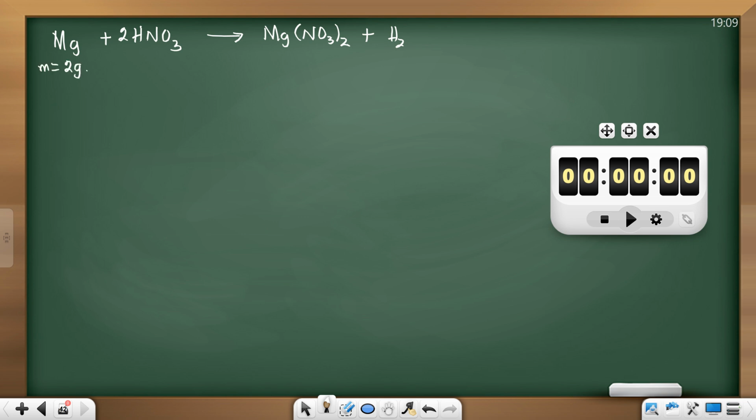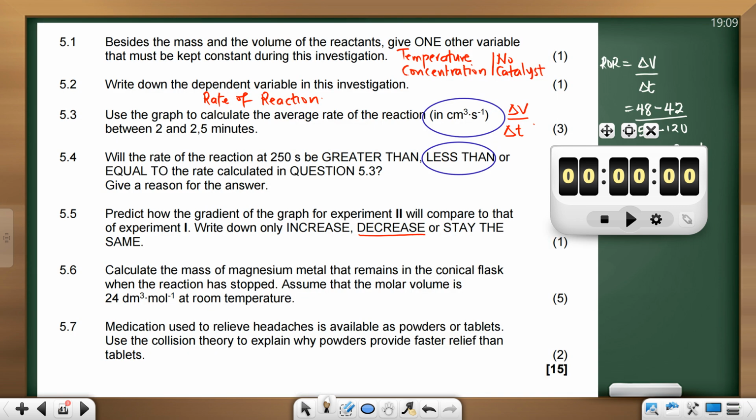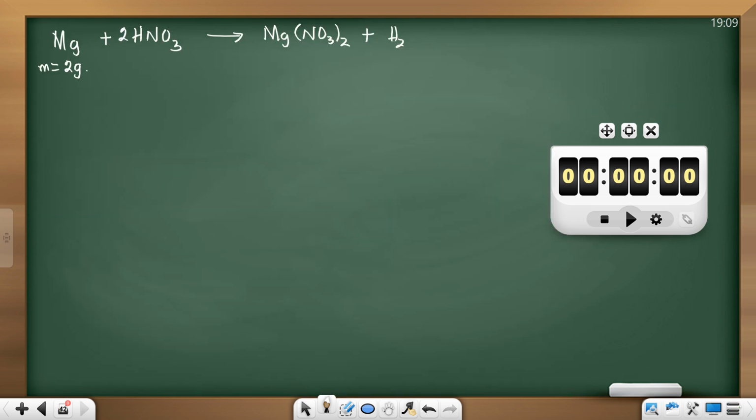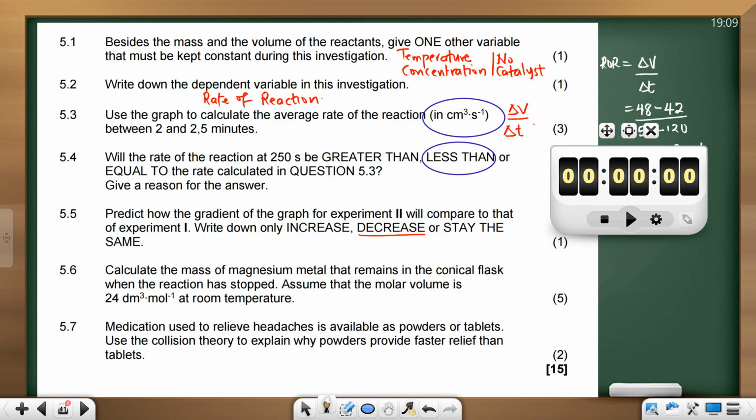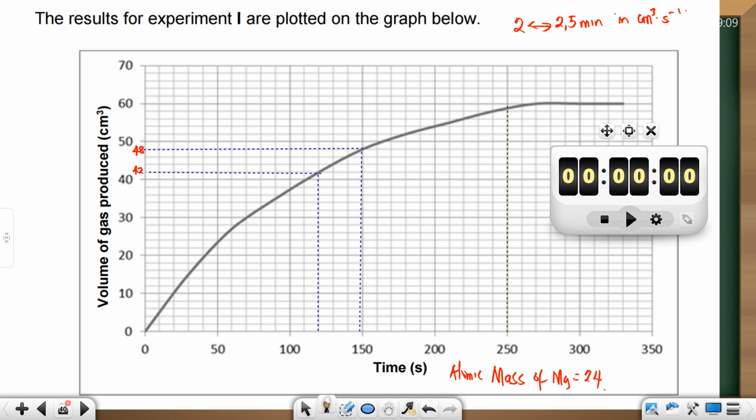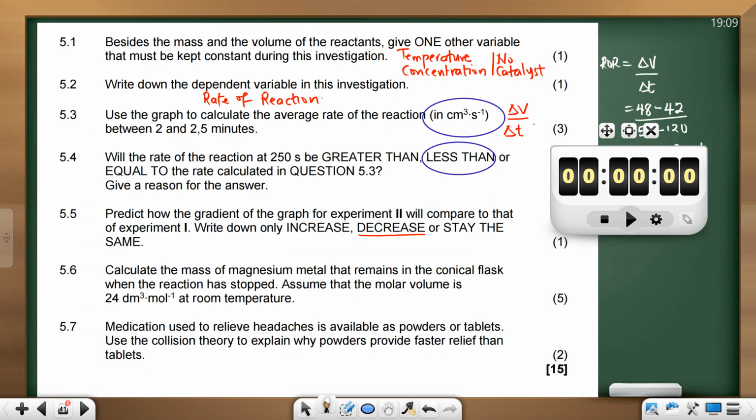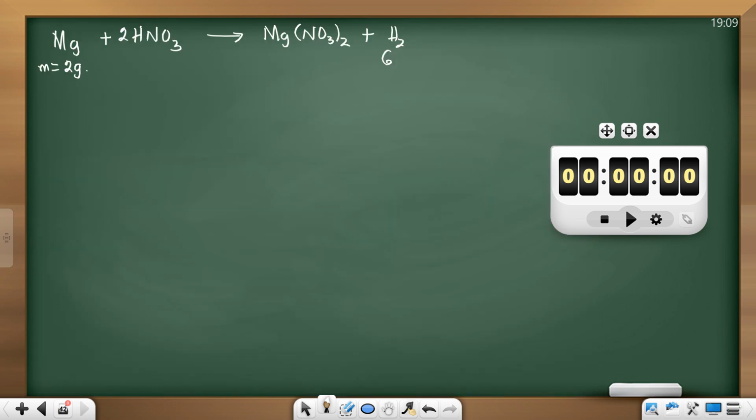Now let's look at, originally we have what? 2 grams. What was the volume of hydrogen gas produced? 60 cubic centimeters. Beautiful. And we are given our molar volume as 24 dm cube per mole. Okay, so let's check. So the volume produced there is 60 cubic what? But they told us this one is what?